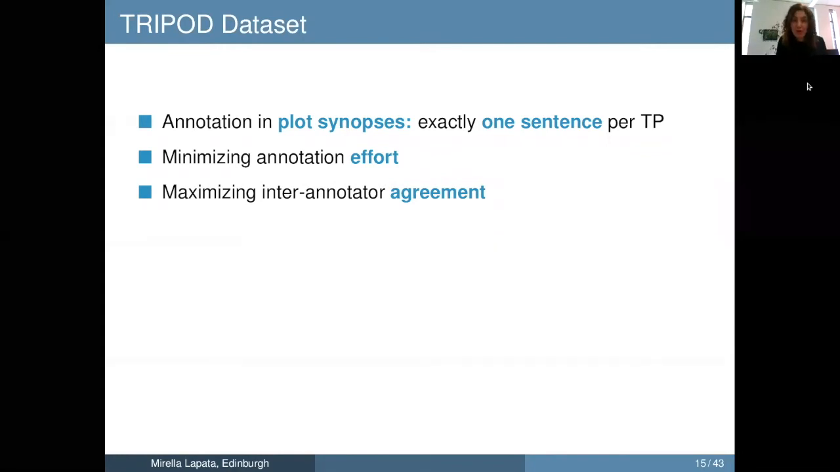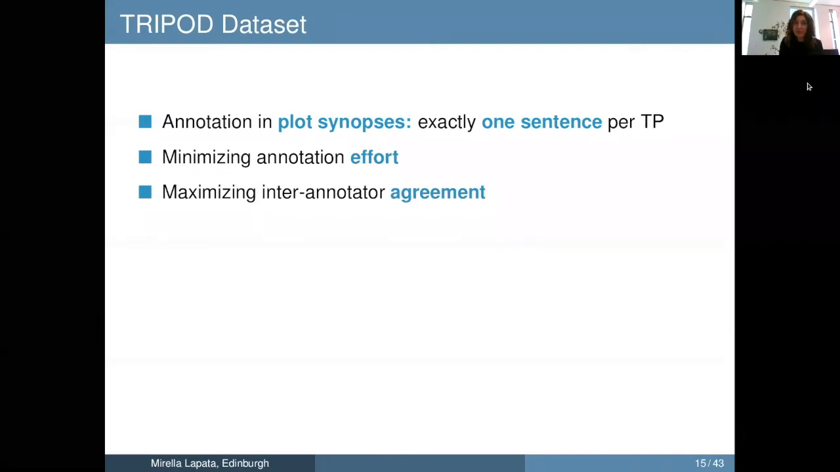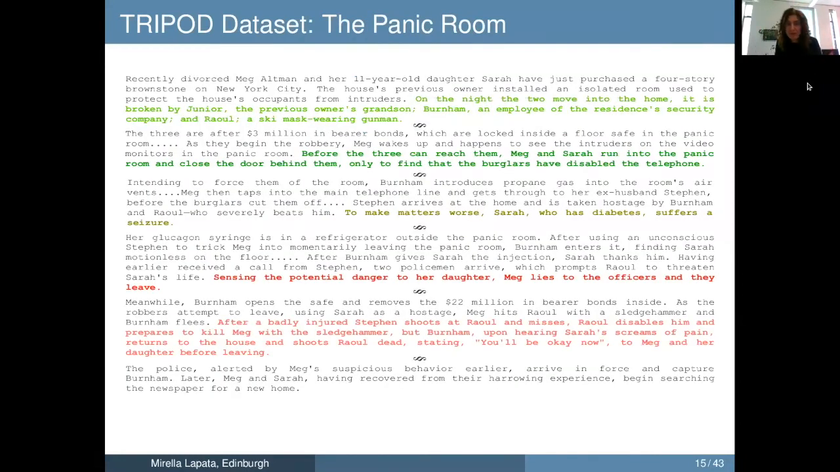The rationale behind this is that we want to minimize the annotation effort and maximize the inter-annotator agreement. So this is an example, this is a synopsis, and you see the different colors here indicate different turning points, and the annotation is done sentence by sentence. Things that don't have color are not turning points.